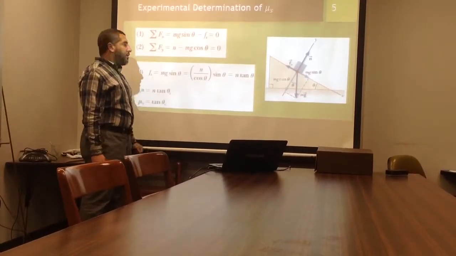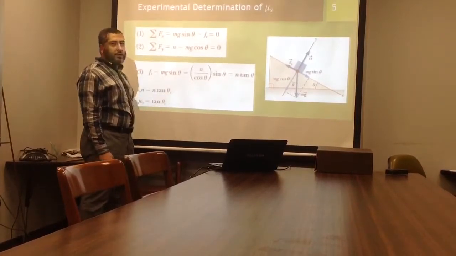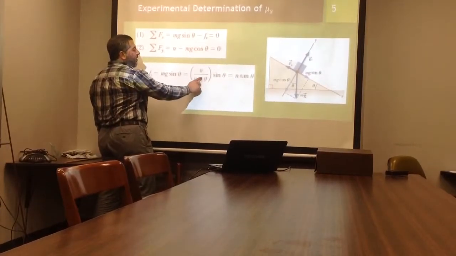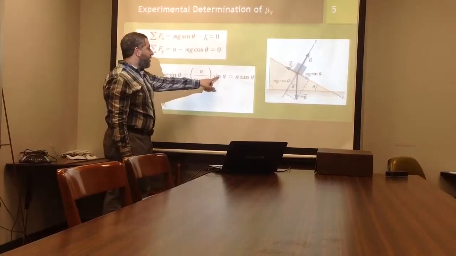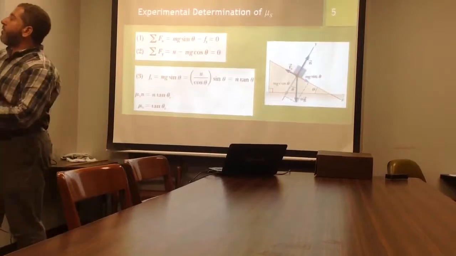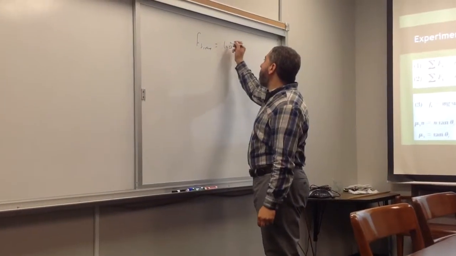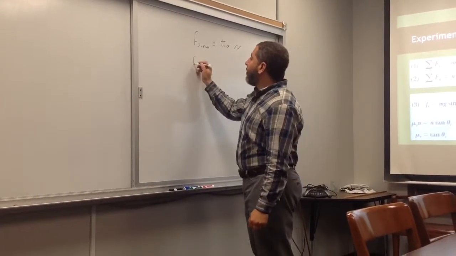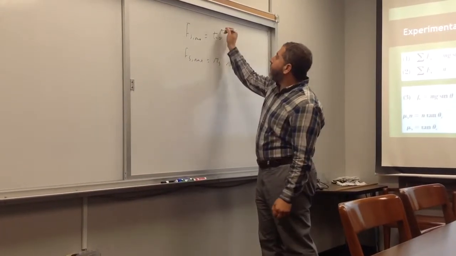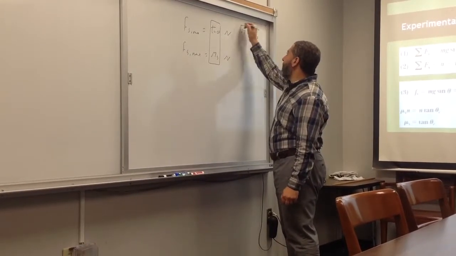By solving these two equations, we can find that fs from the first equation is equal to mg sine theta, and if we substitute this mg from the second equation, it comes with N divided by cosine theta. Sine theta divided by cosine theta is tan theta. So from this simple problem, we found that f maximum is equal to tan theta times N, and the definition is given in terms of mu s. So from these two equations, we can conclude that mu s is equal to tan theta.